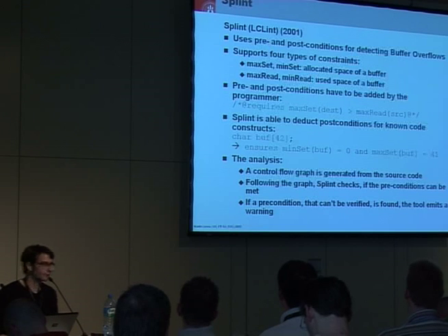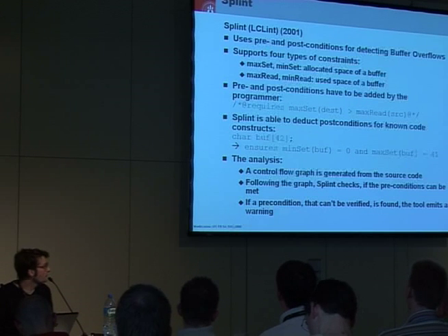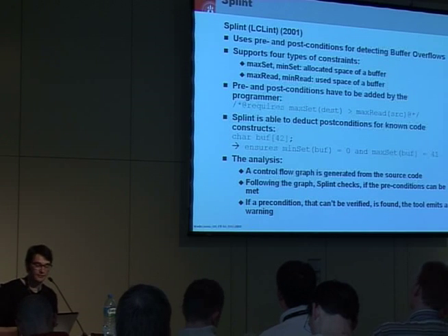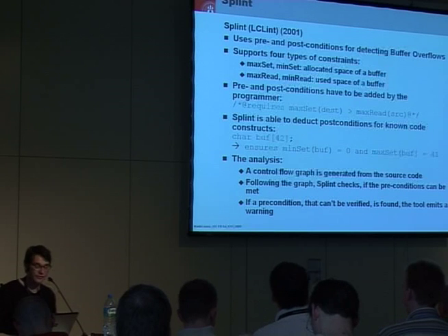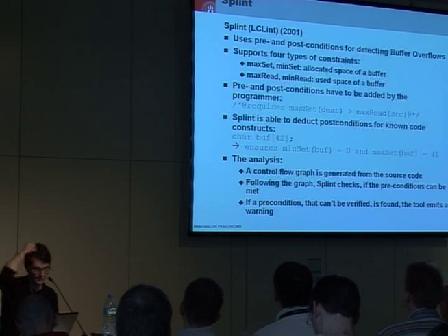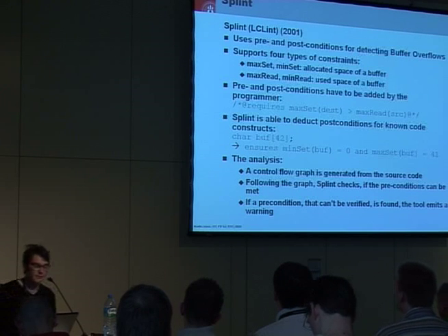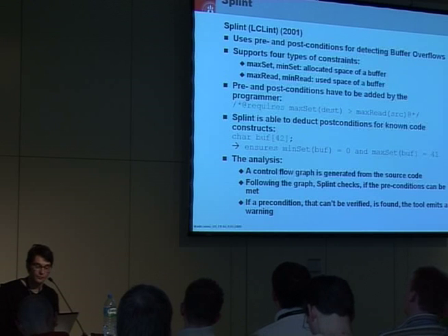Splint is also quite smart. For some of the more basic statements of the C language, Splint is able to detect both pre and post conditions on its own. So if we define a character buffer with the size of 42, Splint knows that this statement ensures that the minimum set of the buffer is 0 and the maximum set of the buffer is 41.